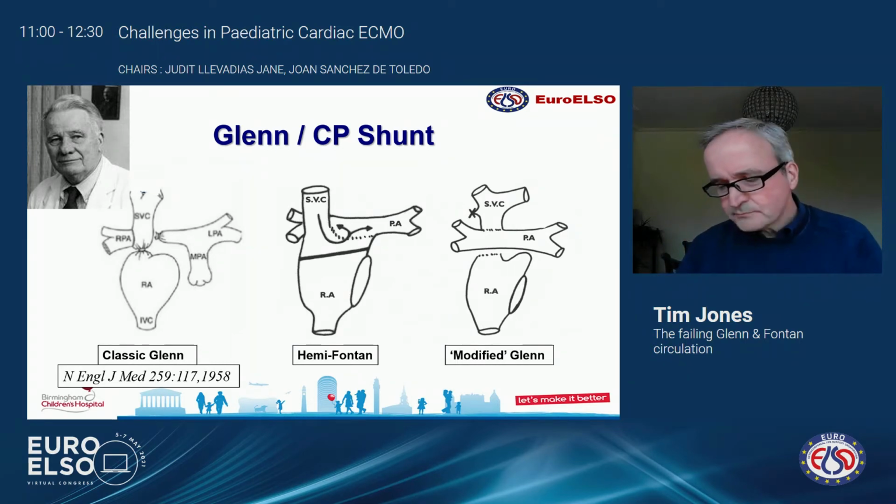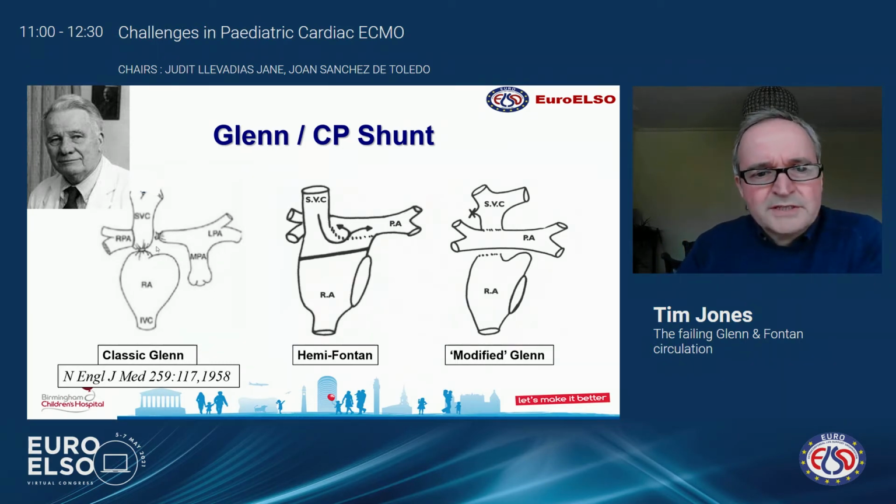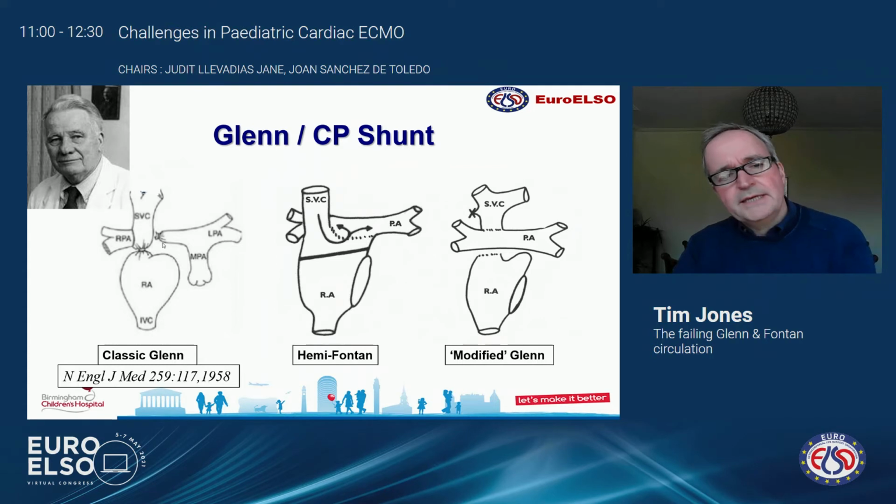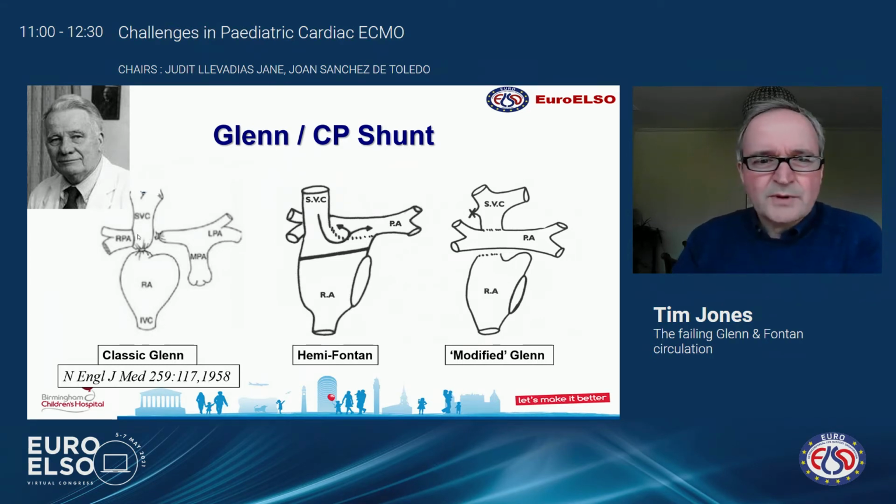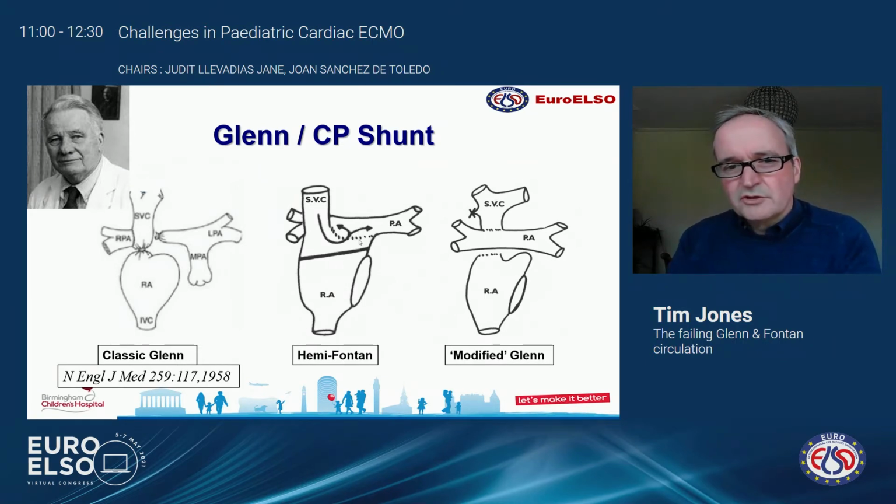1958, and here's Glenn, who initially described this quite anatomically destructive operation, where initially he divided the RPA and put it end to side into the SVC, ligating the SVC and the proximal RPA here. Subsequently, the SVC and RPA were put end to end, so we had SVC flow to the right lung. Subsequent iterations of this included the hemifontan, where the SVC was connected with a wide open communication to the pulmonary arteries, with an obstructive baffle put in the mid part of the right atrium.